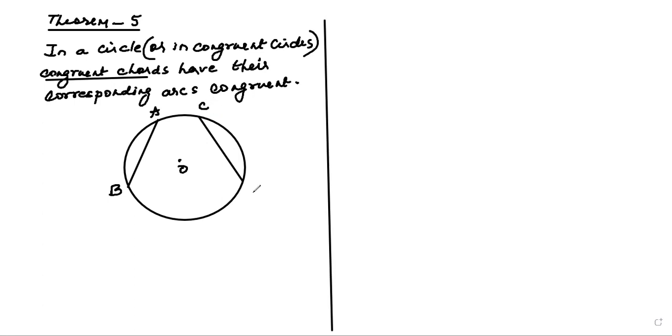And this chord AB and chord CD are congruent. What I want to prove is that arc AB, the corresponding arc of chord AB, and arc CD, the corresponding arc of chord CD, are congruent. You have to show this arc AB and arc CD congruent.